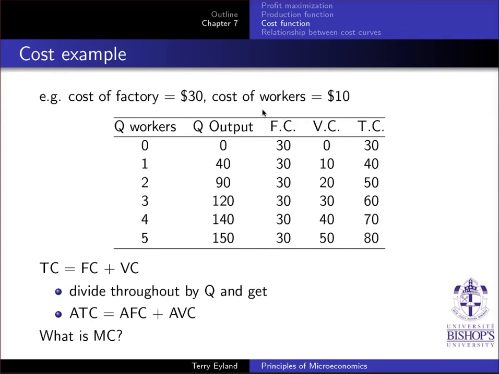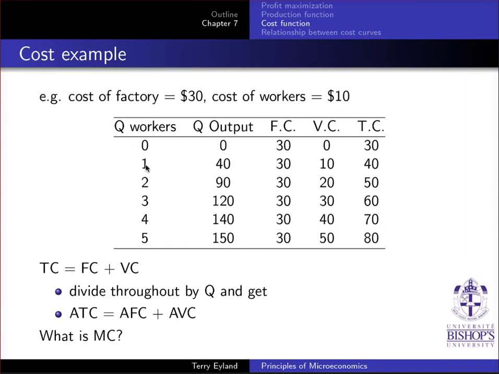This table, you could just imagine that only this part here would be given to you, the first two columns, and the cost of the factory and the cost of the workers. So if I ignore this portion here and I ask myself, what's my total cost? Let's just start with total cost. If I have 0 workers, I'm not hiring any workers. My cost of my factory is 30. This would be the case.